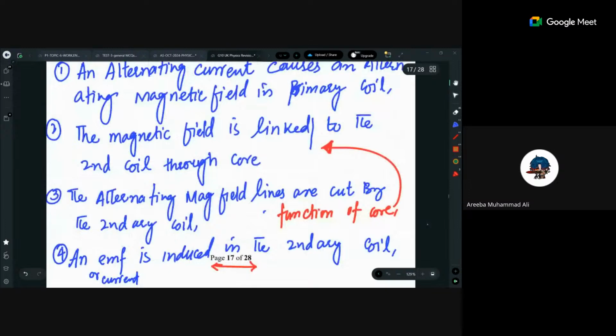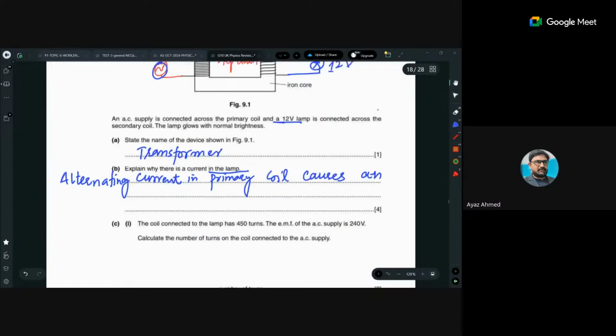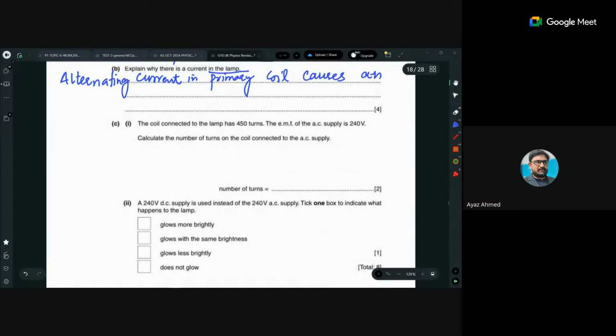So this was the principle which you have to write here. Now you have to solve the question for 2 marks. The coil connected to a lamp has 450 turns. So these are the number of turns on the secondary coil. The EMF is 240 volts because the primary coil is connected to that, which is why it is VP. Calculate the number of turns on the primary coil connected to the AC.